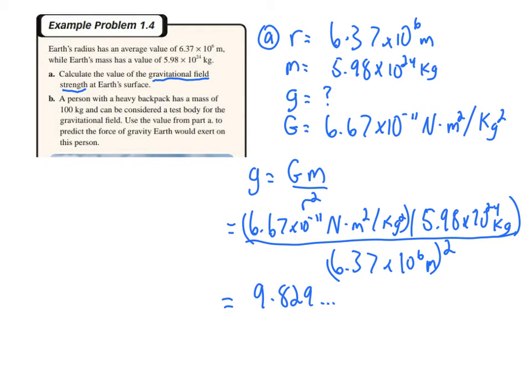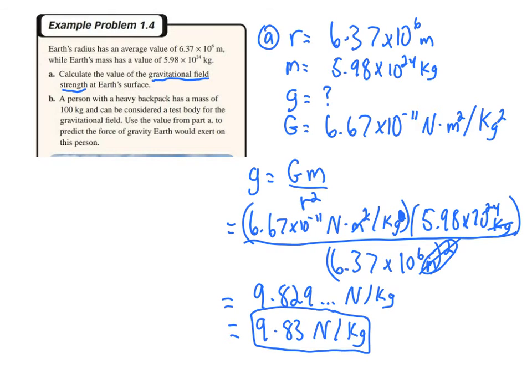9.829... And let's take a look at our units here. The kilograms here will cross out with one of the kilograms there, and the meters squared here will cross out with the meters squared here, and we are left with newtons per kilogram, which, as I've already said, is also meters per second squared. For A, we can give a final answer, and that's going to be 9.83 newtons per kilogram. So I'm going to round that off to 3 significant digits. And there's my final answer for A.